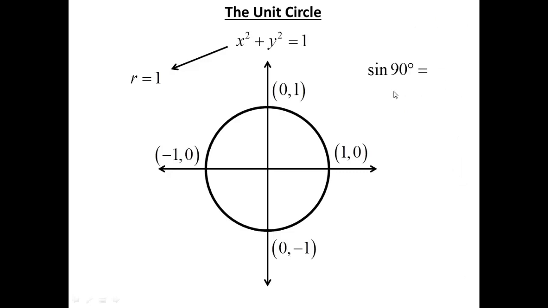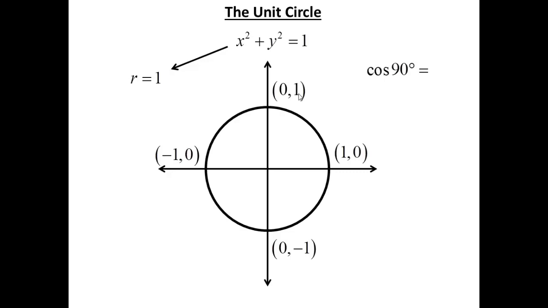So what's the sine of 90 degrees? Well, 90 degrees is right here. The coordinate at 90 degrees is (0, 1), and since sine is the y value, the sine of 90 degrees is 1. Not because of any arbitrary right triangle that I chose to use, but because the unit circle tells me the sine of 90 degrees is 1.